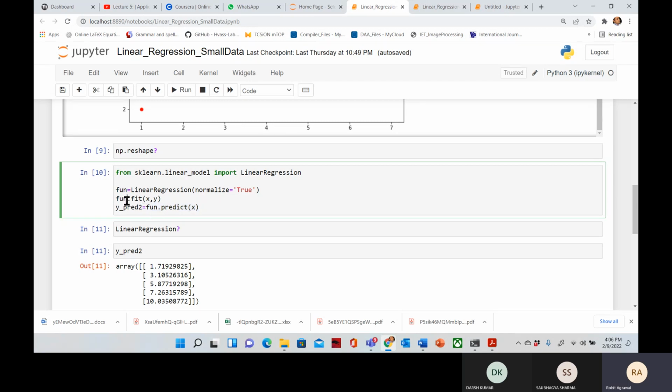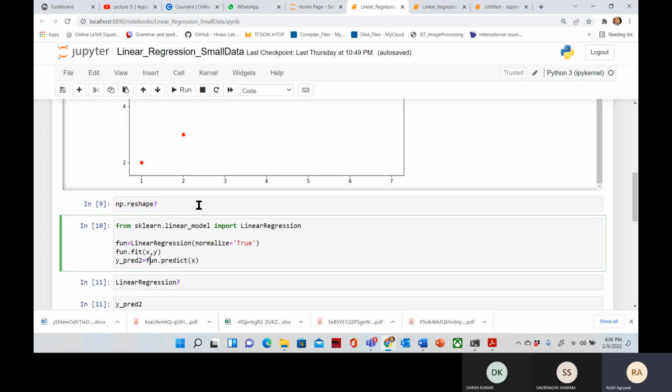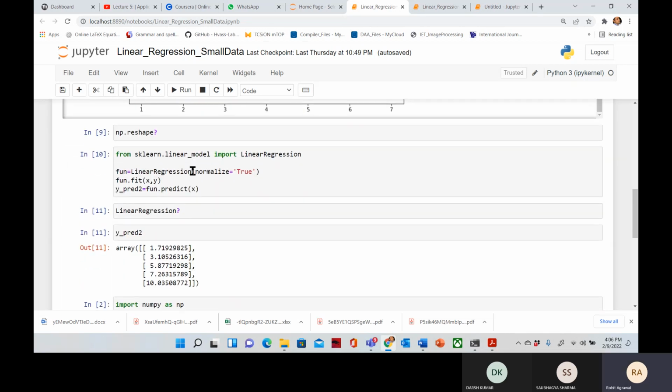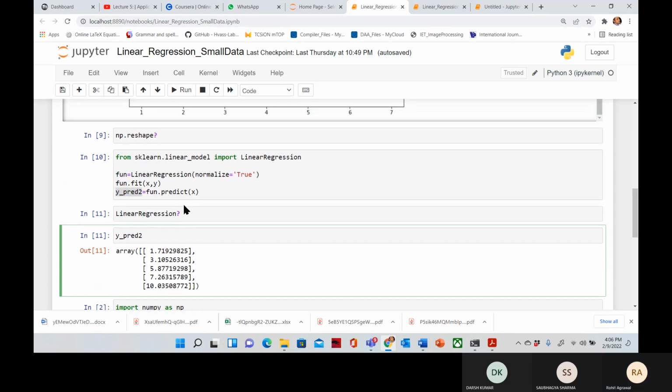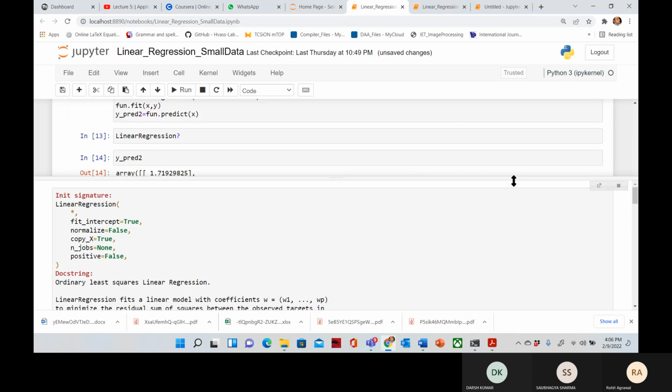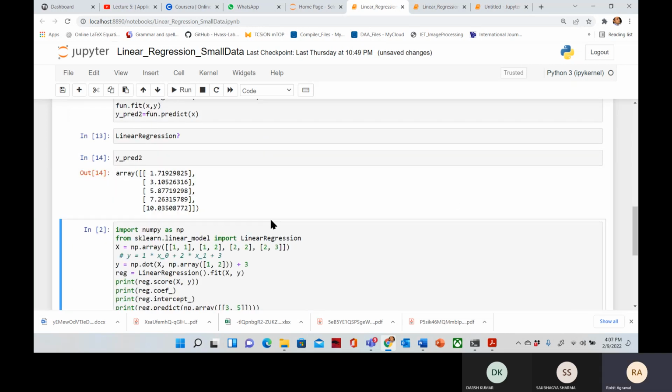Using this model, we are predicting the y value for the same x. We are not testing on some unknown data; we are testing on the same data. But we can test on unknown data as well, and we are obtaining predicted y values. So this is our predicted y values, you can see.